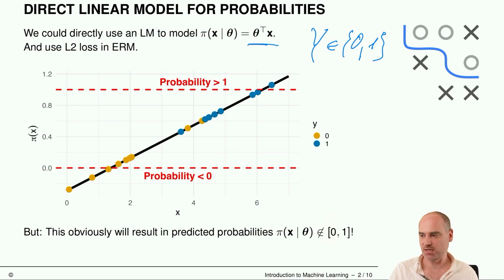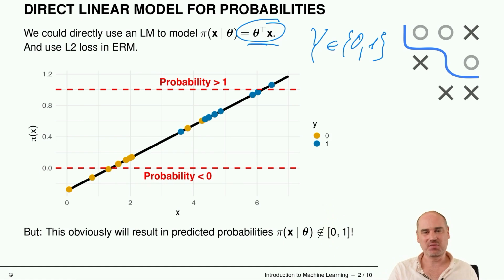So let's just model π of x as theta transpose times x, a linear regression model. And then what loss can we use? Well, everybody uses least squares in linear regression, so why not do that as well? As it turns out, you could do that. It's just not very smart. And the problem already starts with our linear structure for π of x. Pretty obviously, this model will predict probabilities which can be larger than 1. It could even predict negative probabilities smaller than 0.